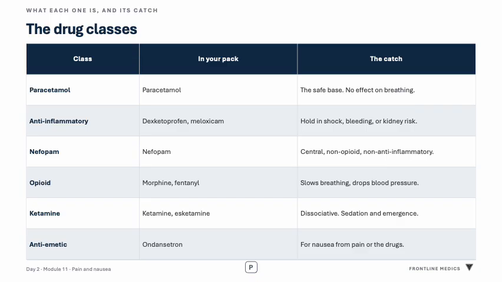Here's an overview of the classes in the pack and the catch on each. Paracetamol is the safe base and has no effect on breathing; it should always be the foundation of pain relief. The anti-inflammatory dexketoprofen or meloxicam is held in shock, bleeding, or kidney risk. Nefopam is a central-acting, non-opioid and non-anti-inflammatory drug that should be avoided in head injuries. The opioids slow breathing and drop blood pressure. Ketamine is dissociative, causing pain relief, and at higher doses, sedation. The antiemetic ondansetron covers nausea from pain or the drugs.